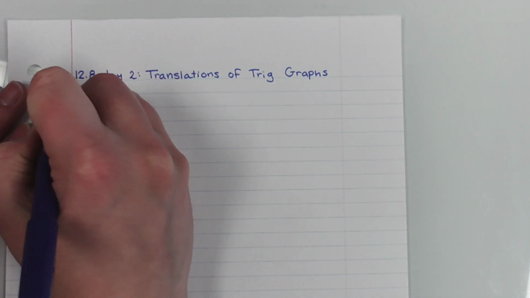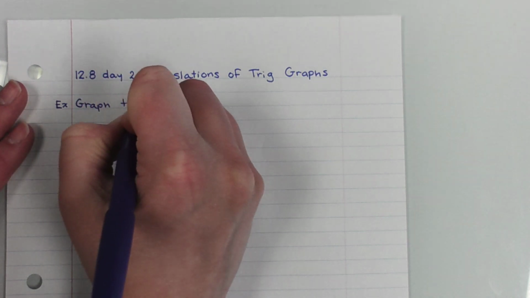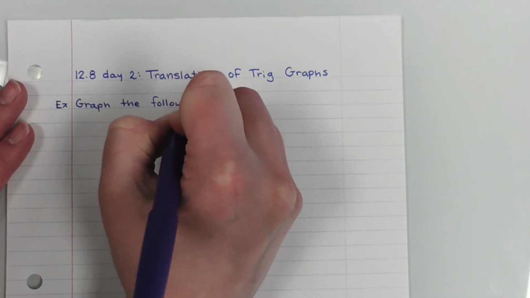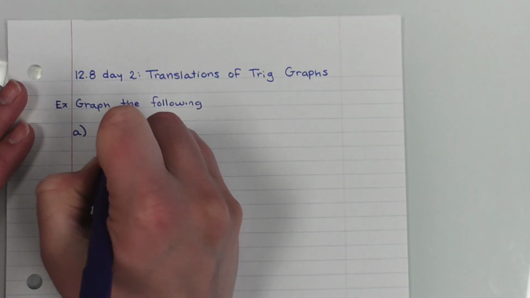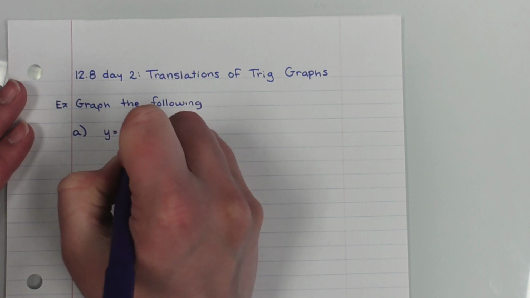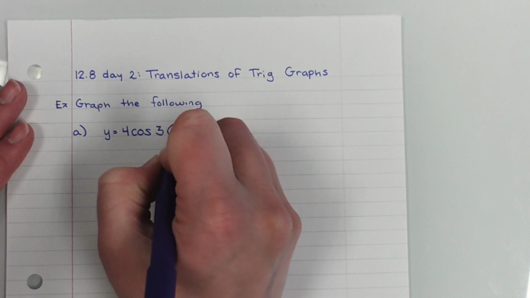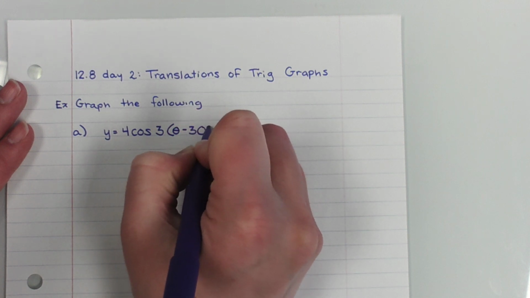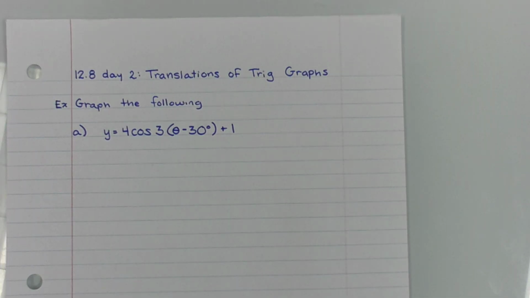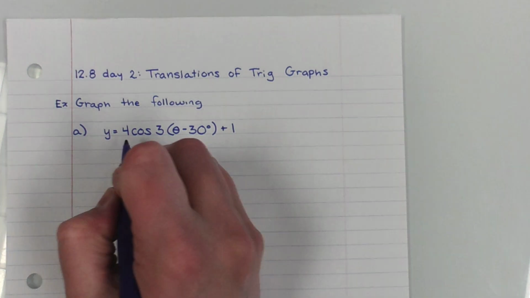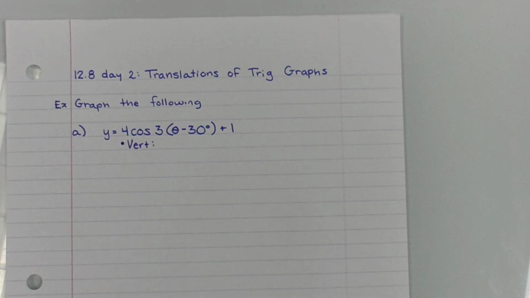So, today's instructions are going to say graph the following. The equations that we graph are going to look very much similar to the ones we have been graphing. I'm still looking for those same 8 things.